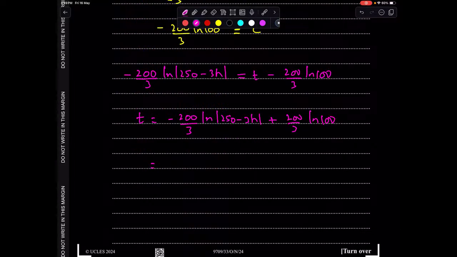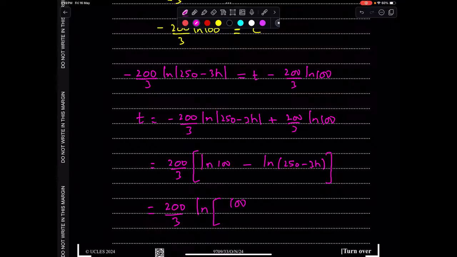We can take 200 upon 3 common. So we have ln 100 minus ln 250 minus 3h. Now we can apply the quotient law. So ln 100 upon 250 minus 3h. This is the required equation, t in terms of h.